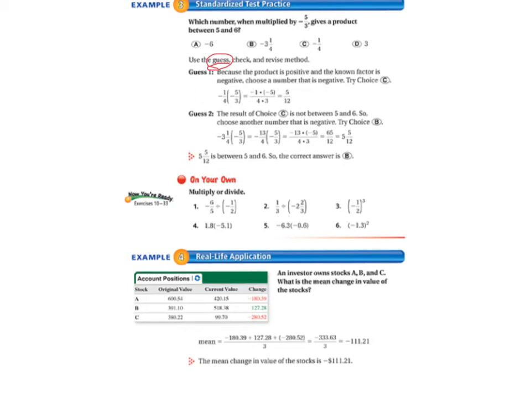So negative 1/4 times negative 5/3 equals negative 1 times negative 5 on the top, and 4 times 3 for the denominator, which is 5/12. That is not between 5 and 6. So it says the result of choice C is not between 5 and 6. So choose another number that is negative. Try choice B. Negative 3 1/4 times negative 5/3 equals negative 13/4, so that's just an equivalent fraction here, times negative 5/3 equals negative 13 times negative 5 over 4 times 3, so that would be a positive 65 over 12 equals 5 5/12. That would be between 5 and 6. So 5 5/12 is between 5 and 6, so the correct answer is B. So we would color that one in.